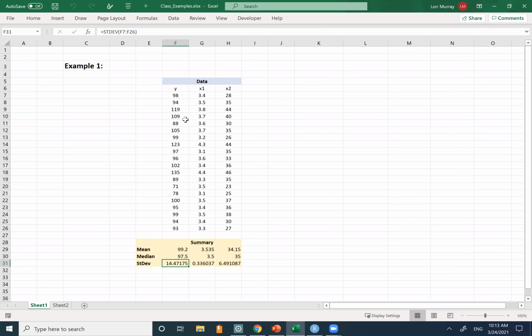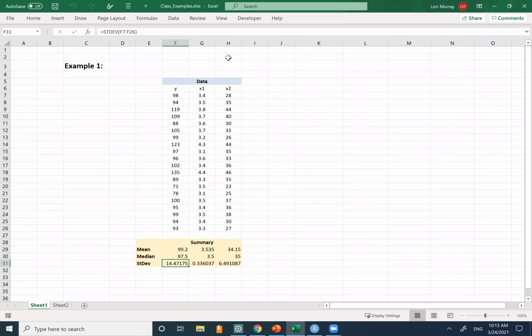It's also a good idea to plot the data before you run the regression. What you can do is plot y with x1, and you can also plot y with x2, so you have two separate plots, or you can plot it into a 3D scatter plot.